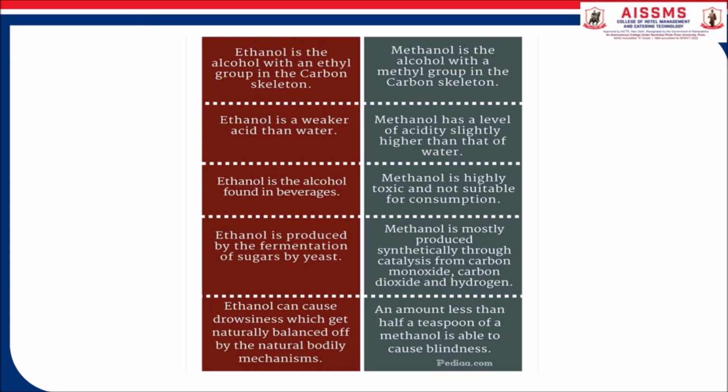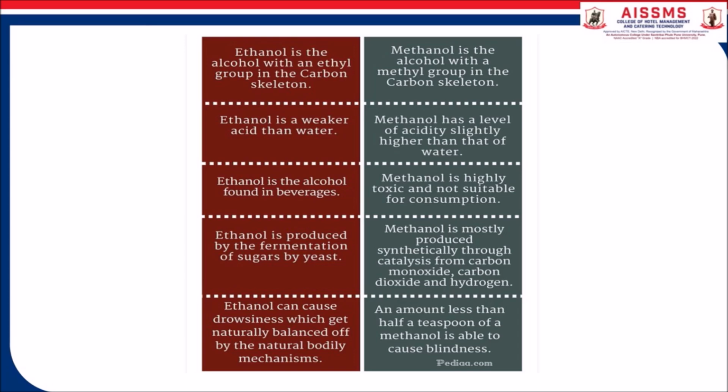Ethanol is the alcohol which is found majorly in beverages. On the other hand, methanol is highly toxic and is not at all suitable for consumption. Ethanol is produced by fermentation of sugar by yeast, whereas methanol is mostly produced synthetically through a catalyst from carbon monoxide, carbon dioxide and hydrogen.